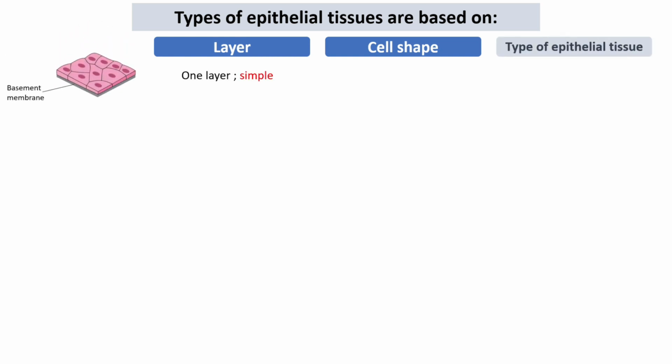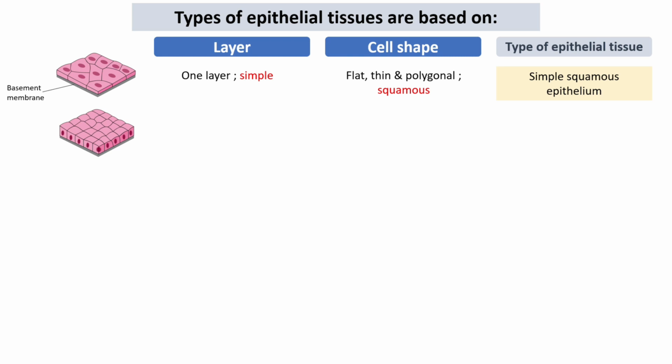In this diagram, the tissue has one layer only, which is simple layer. The cell shape is flat, thin, and polygonal, which is squamous shape. Therefore, the type of epithelial tissue is simple squamous epithelium.